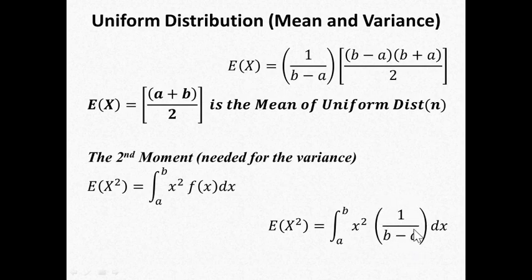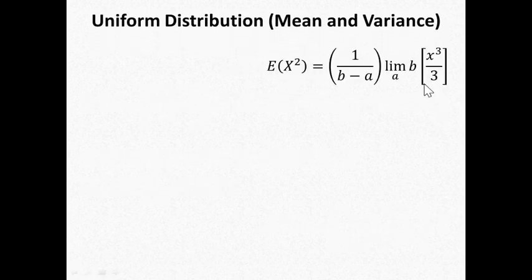Now again, I will cut one particular step in my computation. Since we have already done it in the last slide, 1 upon b minus a will come outside the integration sign, and what will be the integral of x square? The integral of x square will be x cube upon 3. So finally we have x cube upon 3, after putting the limits, the higher limit minus the lower limit in the position of x. We can get this.